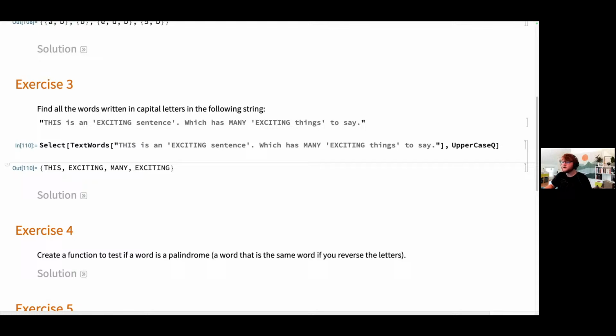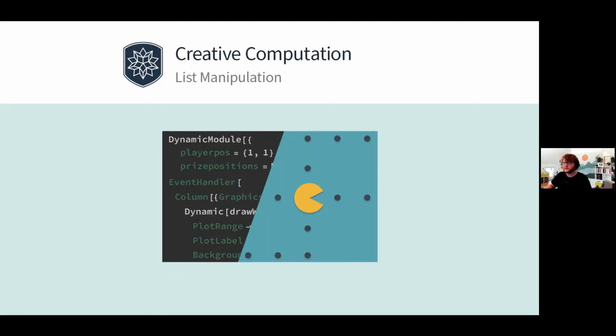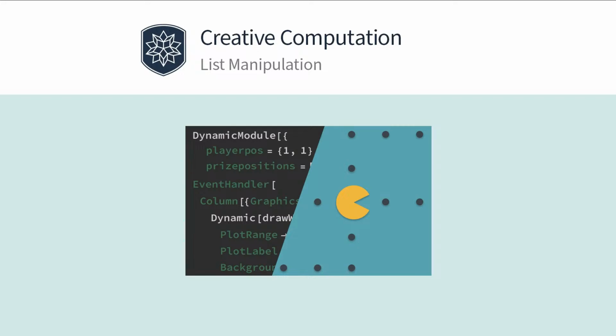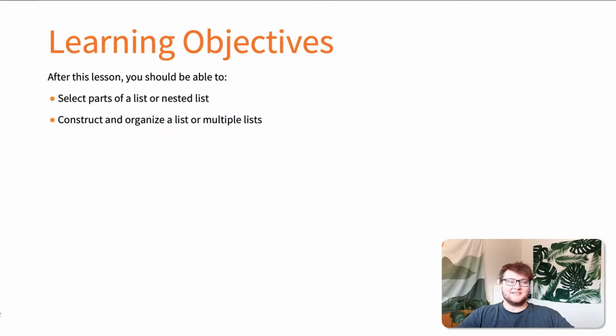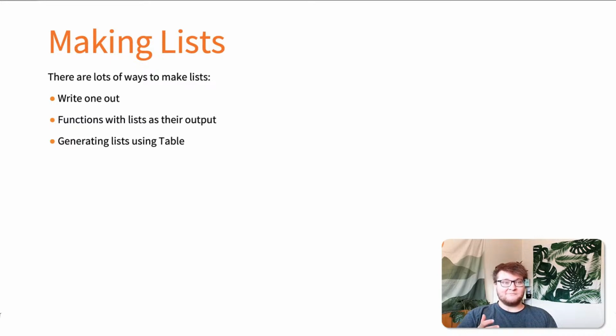Okay, so let's follow with our next video on list manipulation. We're going to learn how to do that. In this final section on computational strings, we're going to learn the last skill that we're going to need for our poetry mini project, which is list manipulation. At the end of this lesson, you should be able to select parts of a list or a nested list, and you should be able to construct and organize a list or multiple lists. So let's start out with making lists. We've seen a lot of ways to make lists so far.